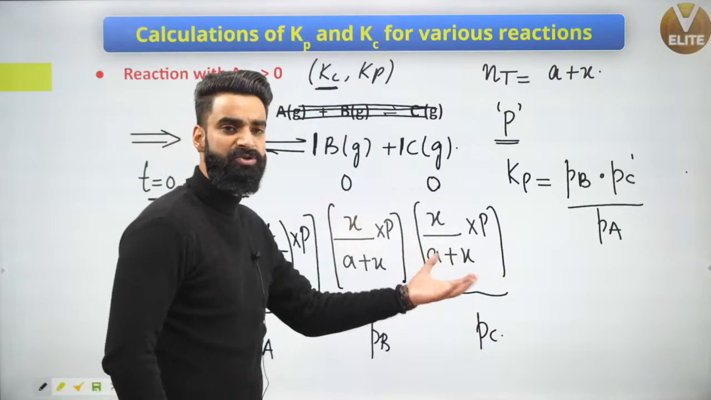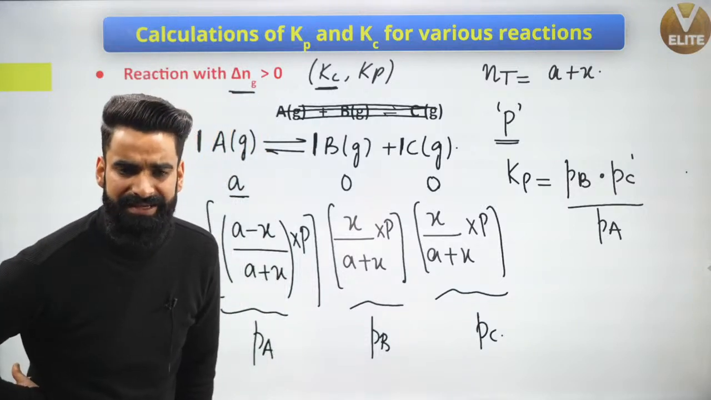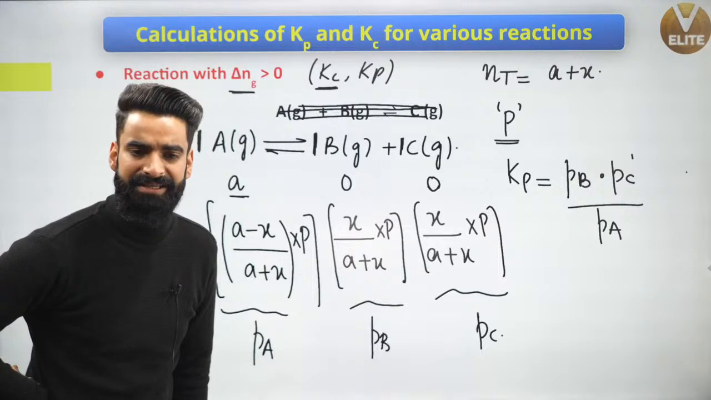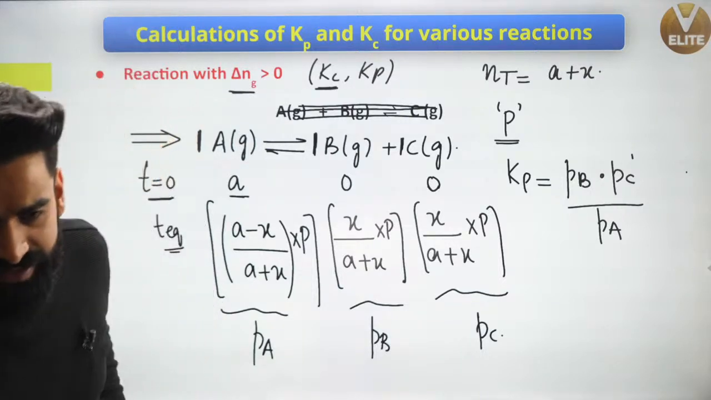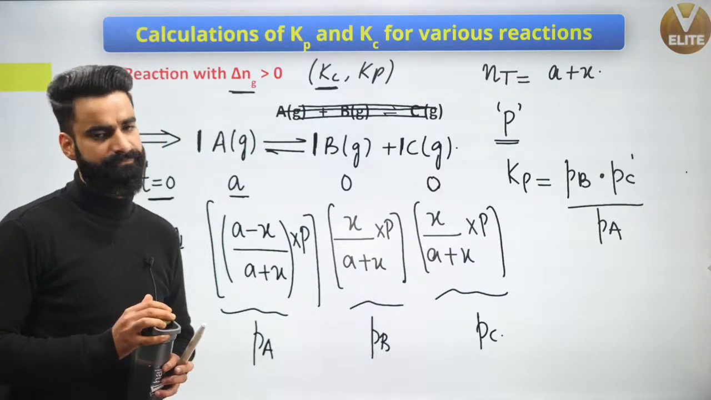Do I have all the values? I can put all these values into this expression and I'll get the value of Kp. Isn't it clear? Isn't it simple, guys? Let me know in the chat box fast. Isn't it very, very simple?